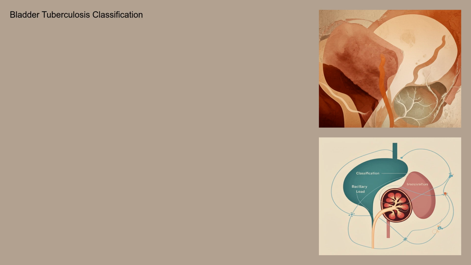Bladder tuberculosis doesn't have distinct classifications or types in the way some other diseases do. However, it can be classified based on the severity of the disease and the extent of bladder involvement. For example, it can be categorized as early, moderate, or advanced based on the degree of bladder wall thickening, scarring, and reduction in bladder capacity.